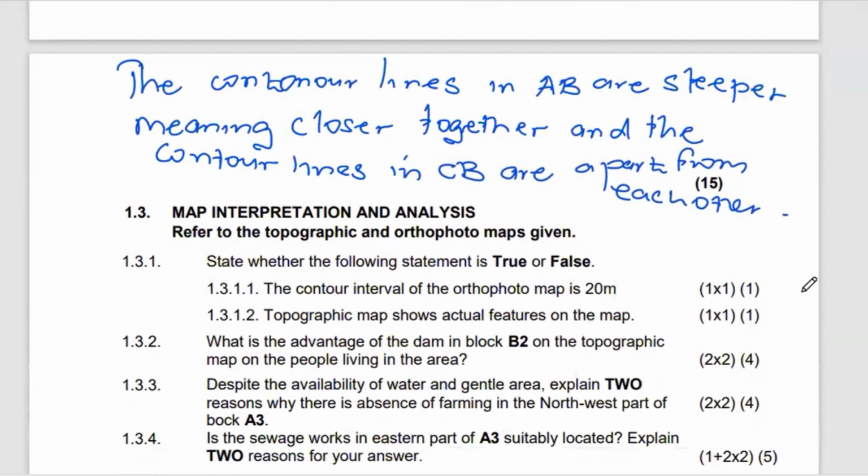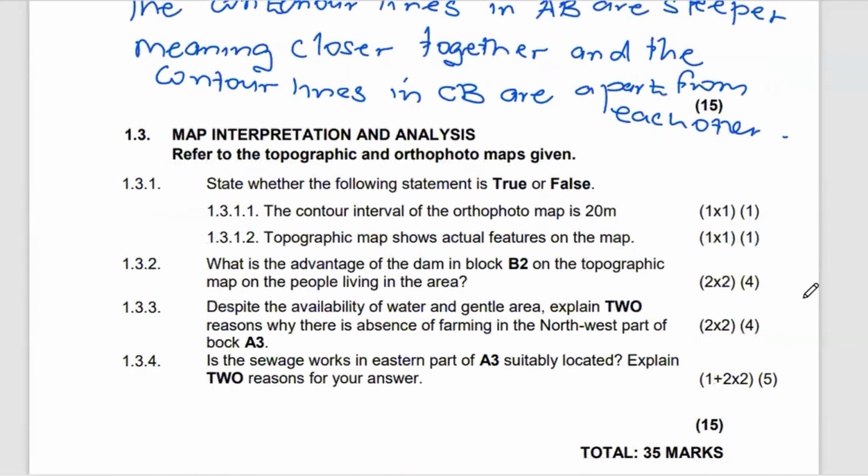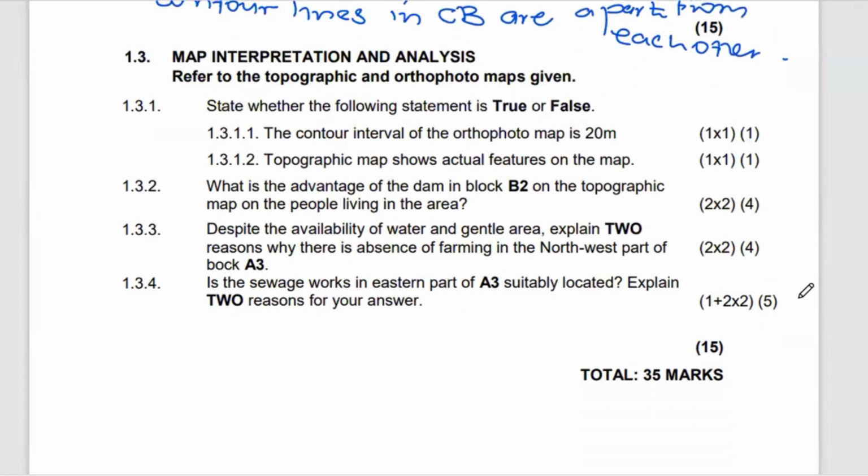All right. We have the map interpretation and analysis. Refer to the topographic map and orthophoto map given. State whether the following statements are true or false. The contour interval of an orthophoto map is 20 meters. That is false. The contour interval of an orthophoto map is 5 meters. Topographic maps show actual features on the map. False. They don't show actual features on the map.